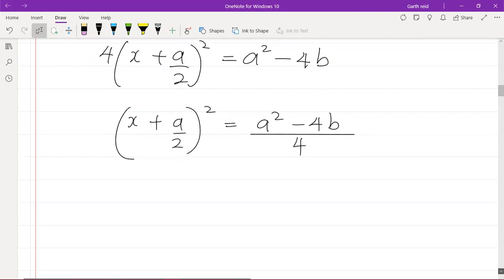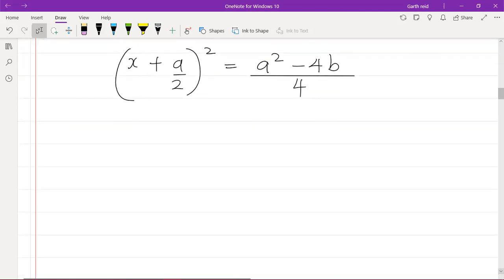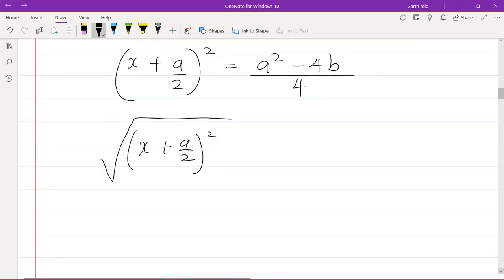Now, to get the value of x, what I will need to do here is to get rid of the square on the left-hand side, right? So in order to do that, it means that I will have to take the square root of both sides of the equation. So what I will have is x plus a over 2 all squared. All right, I'm taking the square root of that, and that must be equal to the square root of a squared minus 4b over 4.